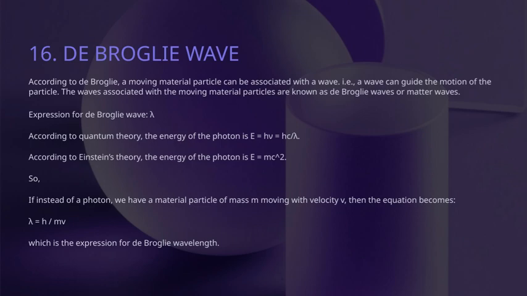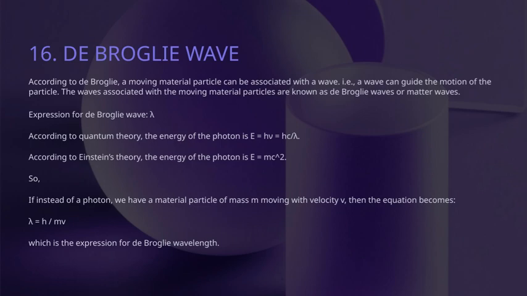According to Einstein's theory, the energy of a photon is given by E = mc². But remember, for a photon, this energy can also be expressed through quantum theory as E = hν, which is also hc/λ.